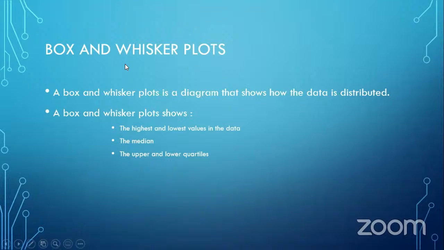So we have something called a box and whisker plot. A box and whisker plot is a diagram that shows how the data is distributed. A box and whisker plot shows the highest and lowest value in the data, the median, and the upper and lower quartiles.